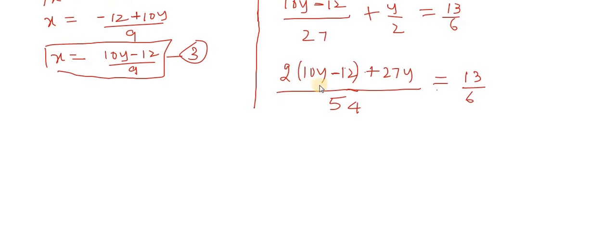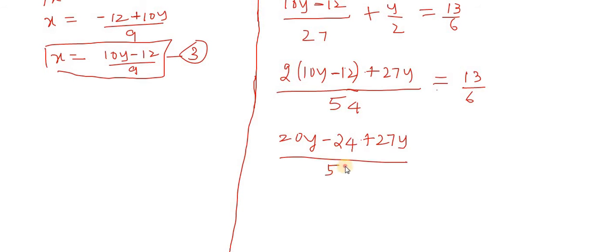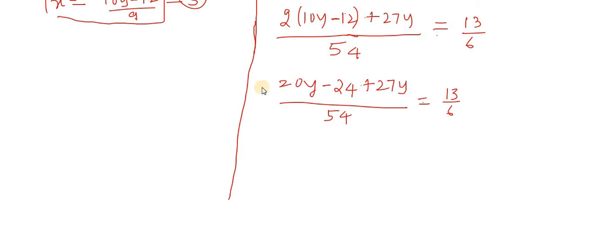Now simplify it further. So that is 2 into 10, 20y minus 12 twos are 24, plus 27y divided by 54, which is equals to 13 by 6. So now simplify this further, 20y plus 27y. So what will we get? 47y minus 24.